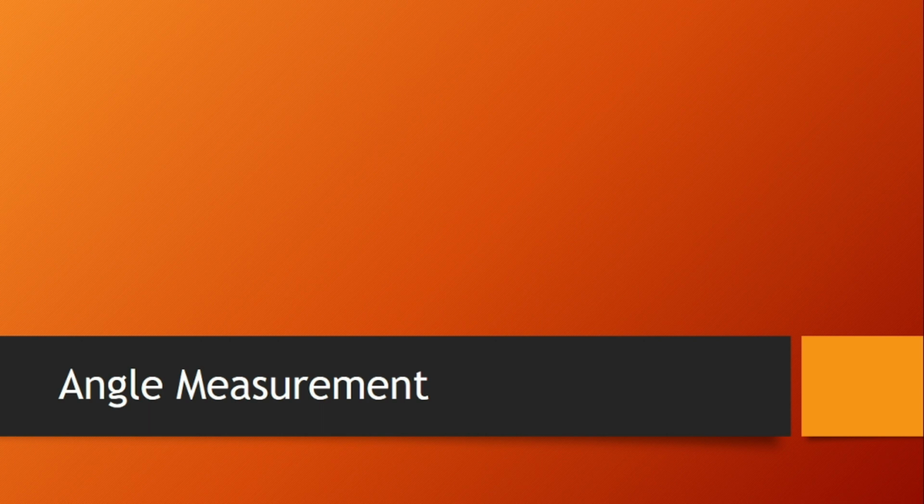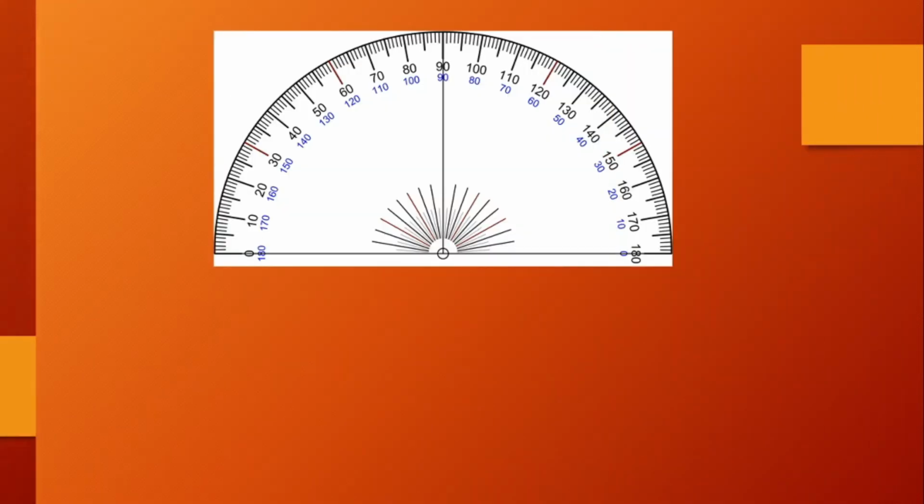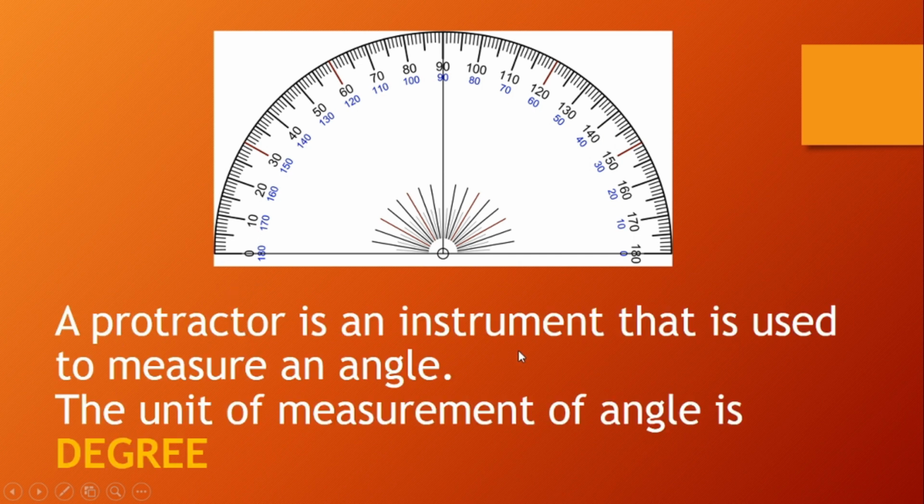Now, let's have this angle measurement. So, angle measurement, as we know, what we use in measuring an angle is the protractor. So, a protractor is an instrument that is used to measure an angle. And the unit of measurement for the angle is degree. Okay, we all know that.